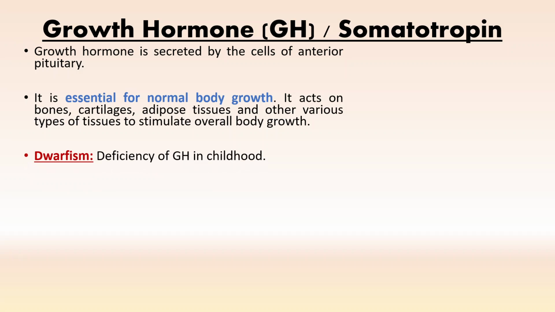Now, we have learned from our previous lesson that hypo or hypersecretion of any hormone may lead to disease conditions. So, deficiency of growth hormone in childhood causes dwarfism, which is stunted growth of a baby. See here, if this is a normal person, it is a dwarf person with a stunted growth.